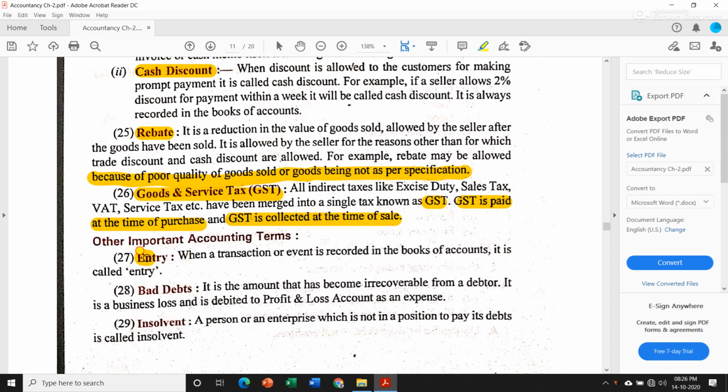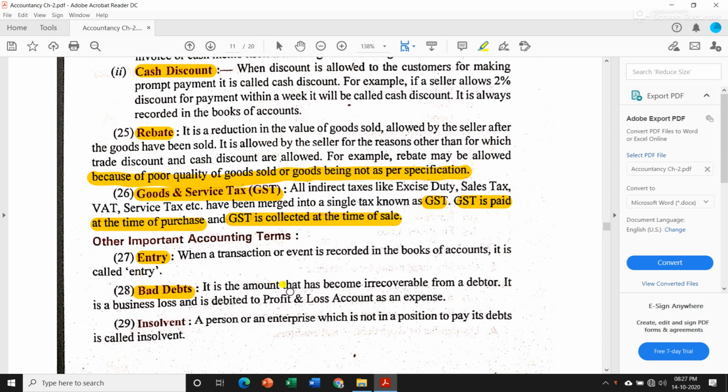Let us see. Entry. When a transaction or event is recorded in the books of accounts, it is called entry. Okay, now in accounts we have seen that we have to record every business transaction in books. Now that recording of transactions or events is nothing but entry.